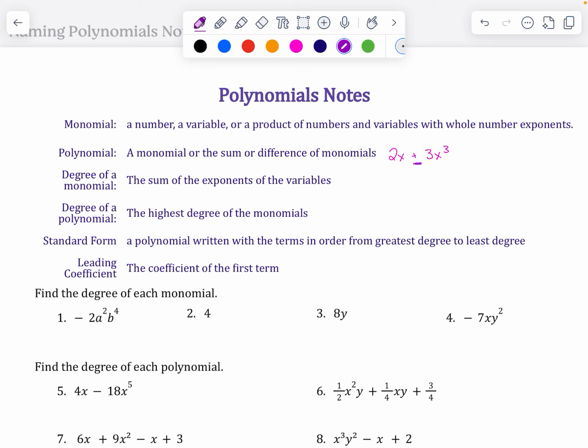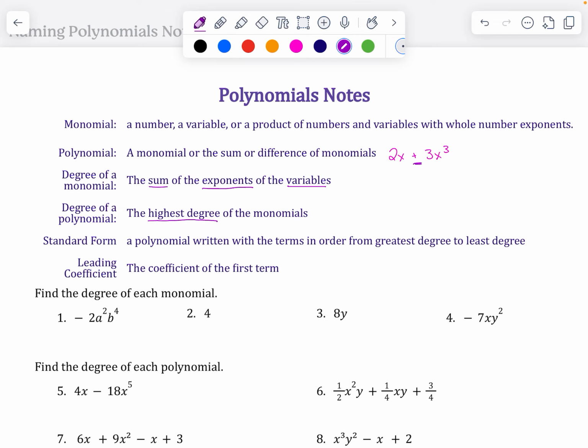To find the degree of a monomial, we want to take the sum of the exponents of all the variables in the monomial. To find the degree of a polynomial, it's just going to be the highest degree. So whichever one's largest of all the monomials. Standard form is going to be a polynomial written with the terms in order from greatest degree to least degree. And we always want it in alphabetical order as well, just like with our monomials. And a leading coefficient is just the coefficient of the first term of your polynomial.